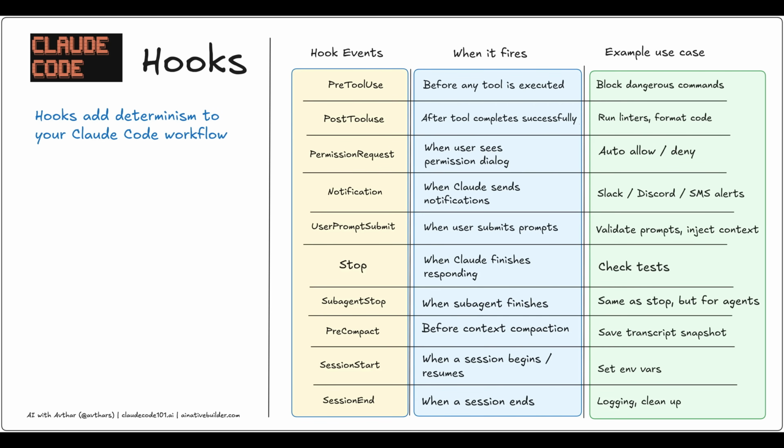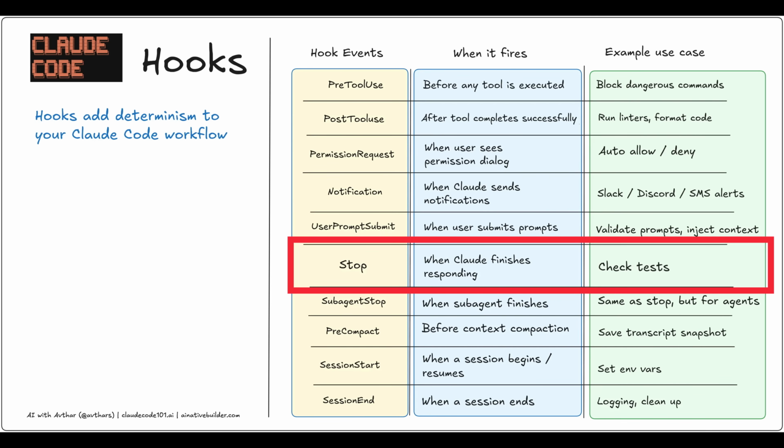The last tip in the master section is tip number 52, use hooks to add determinism to your Claude Code workflow. Hooks are scripts that can run automatically at certain points in the Claude Code lifecycle. Think of hooks as inserting determinism into an otherwise non-deterministic workflow. There are more than 10 different hook events, from pre-tool use to session end, but there's one hook that I recommend starting with, and that's the stop hook.